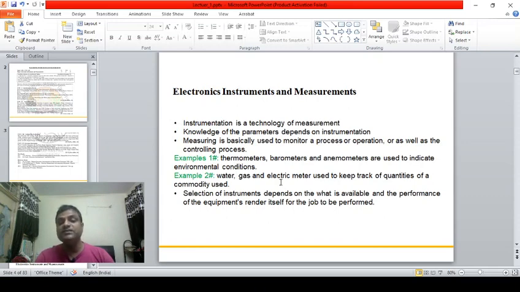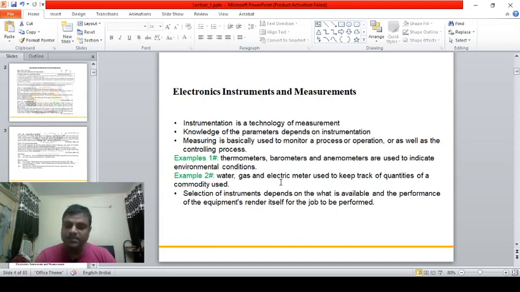So, how much quantity of this commodity we have used is tracked by these meters, which allow you to track the quantity of a commodity we use. We use a gas meter, water meter, and electric meter.